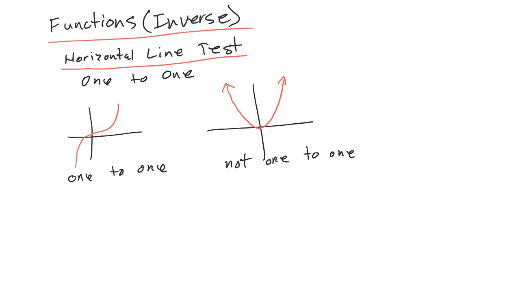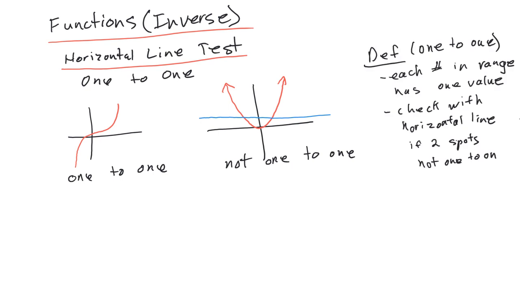If I take a horizontal line and I can make it touch a spot where there are two possibilities, then guess what? This is not one-to-one. So the definition is this. For each number in what we call the range, so that's the y values of our function, basically they have exactly one value, and you check this with a horizontal line. That's it. You draw your picture, you show the horizontal line. If it touches two spots on our graph, it is not one-to-one.